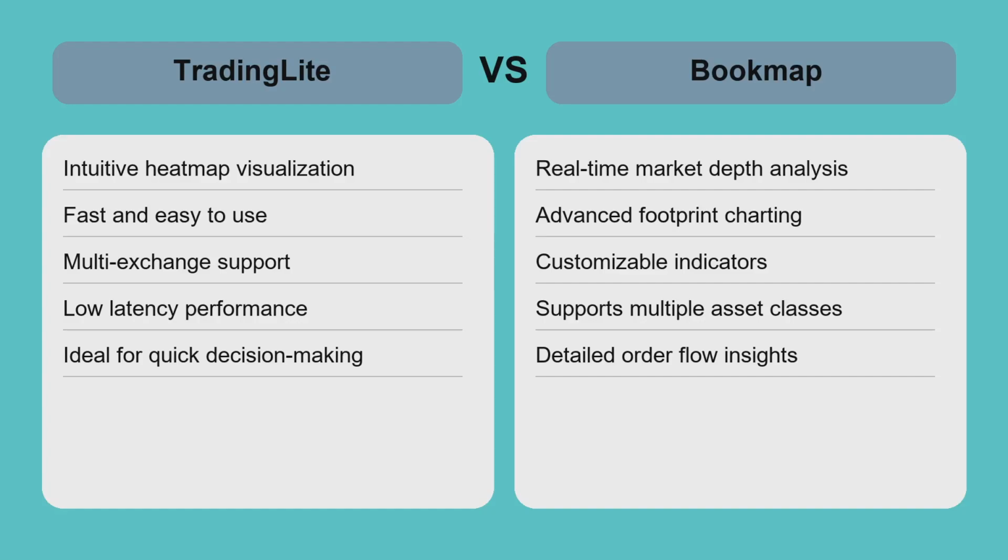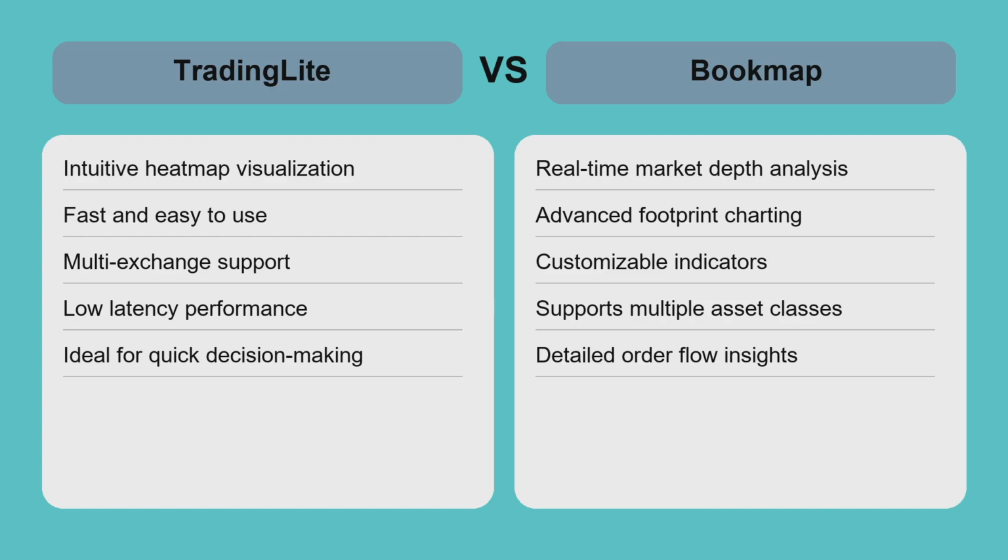TradingLite and Bookmap offer distinct approaches to order flow analysis. TradingLite's heat map visualization excels in simplicity and speed, ideal for traders who want immediate visual cues on liquidity zones without deep customization. It works well for quick decision-making and multi-exchange monitoring. Bookmap, on the other hand, provides a richer, more detailed picture with footprint charts and iceberg order detection, suited for traders needing precise market microstructure data. The trade-off is complexity and cost, as Bookmap demands more time to learn and a higher subscription fee.